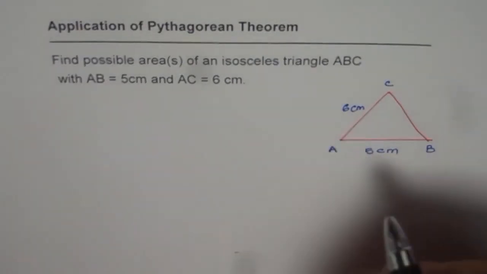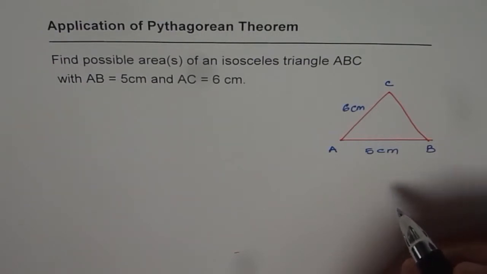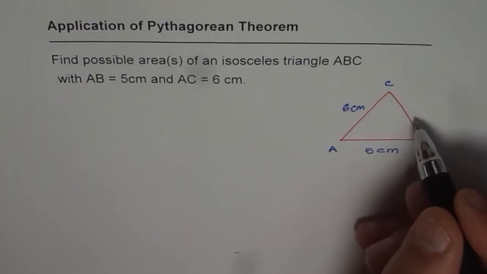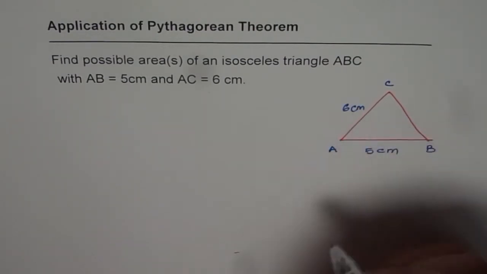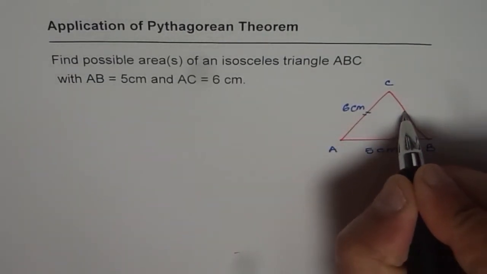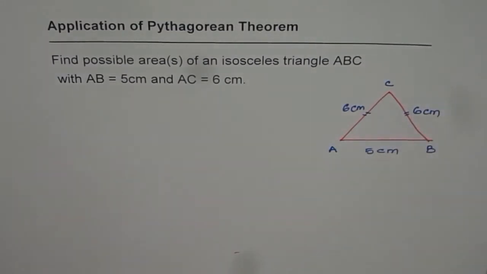Now, since this is an isosceles triangle, two of the sides should be equal. So what is CB? Well, CB could be 5 centimeters or 6 centimeters. That gives us two possible triangles and therefore two possible areas. I hope you appreciate it. So in this one, let us say side CB is 6 centimeters. And then we need to figure out the area of this triangle, right?